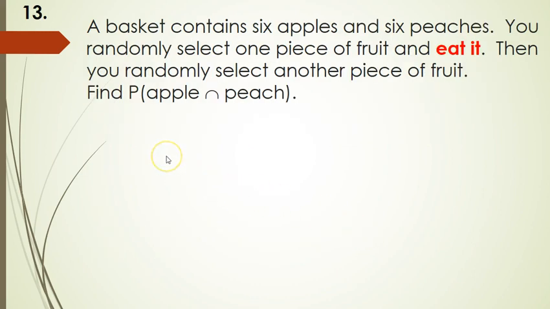Number 13 says a basket contains 6 apples and 6 peaches. You randomly select one piece of fruit and eat it. Then you randomly select another piece of fruit. Find the probability of an apple and a peach, right? So here we go again. Let's figure out how many we have total. So 6 plus 6 is 12, right?